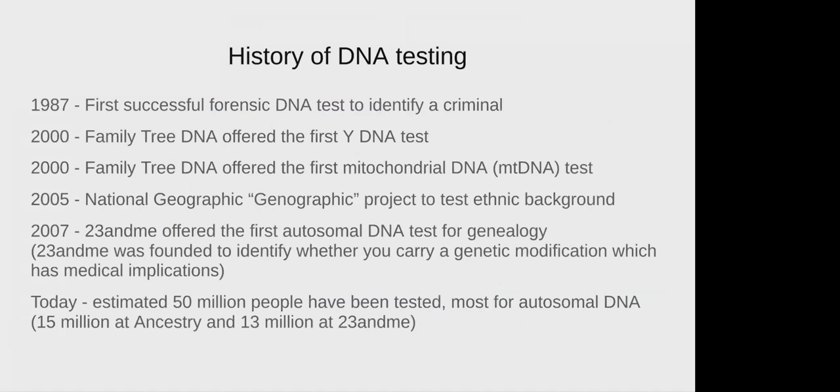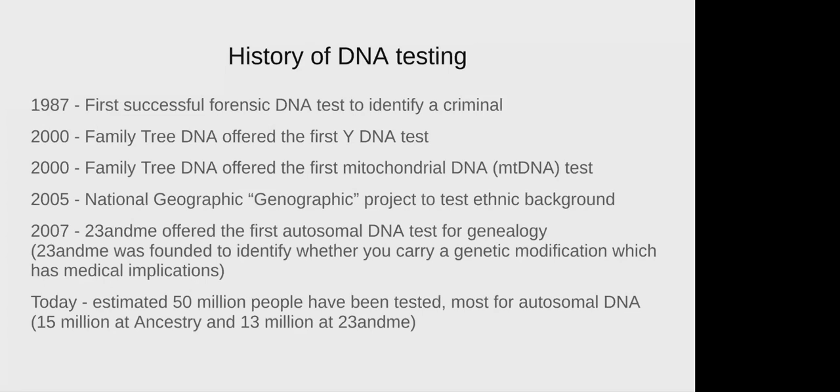In 2005, National Geographic started a test, which they have now killed, but what they were doing was called the Genographic test to test ethnic background. So they would get a bunch of people to all submit their DNA, and then they would look at them and say, gee, all of these people live in Poland and they share common DNA, therefore we can look at the ethnic background associated with Polish.